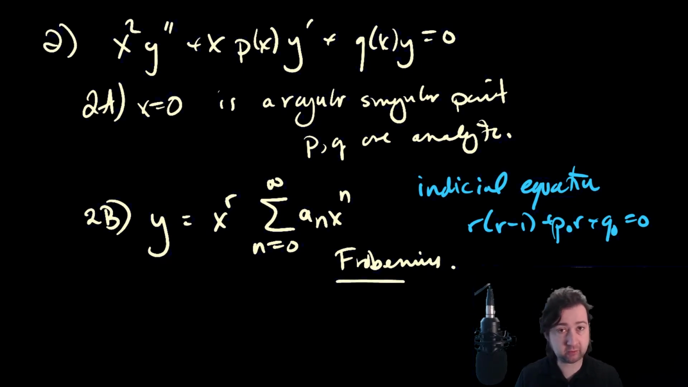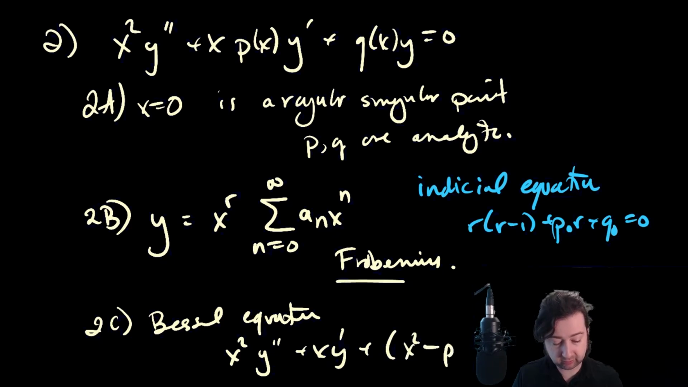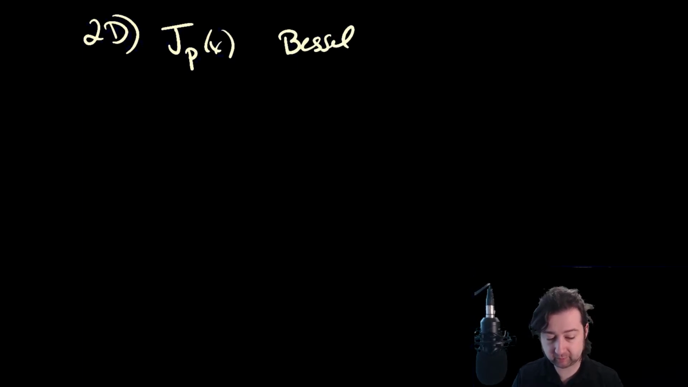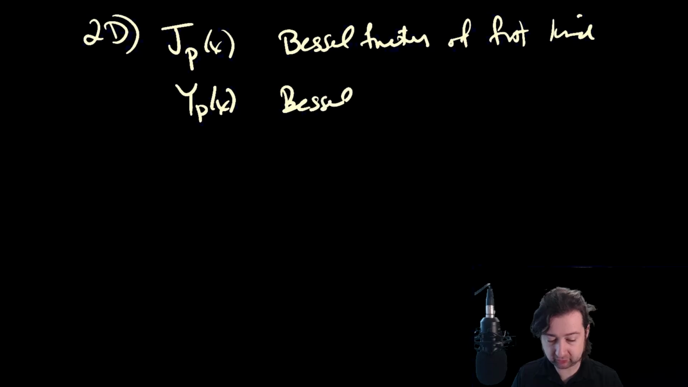we attacked a specific differential equation. And the specific differential equation that we went after in this context is called Bessel's equation. So Bessel's equation looks like x^2 y'' + xy' + (x^2 - p^2)y = 0. When we solved this equation using Frobenius series, just like before, we ended up with a family of functions. So we got functions that are called J_p(x), which are the Bessel functions of the first kind. And their relatives Y_p(x), which are Bessel functions of the second kind.